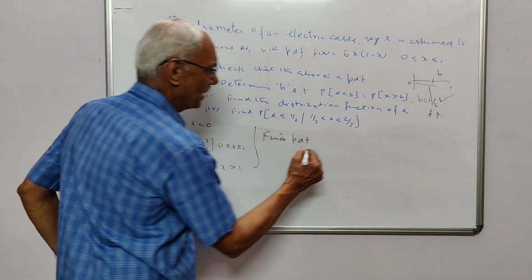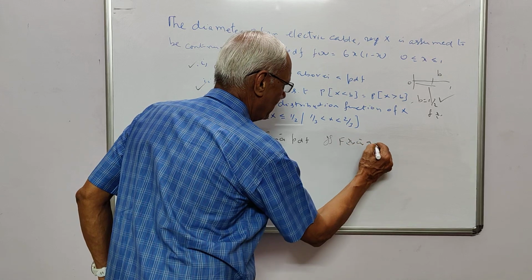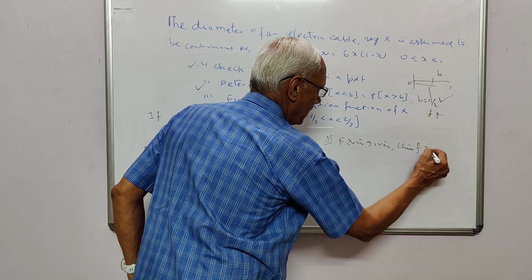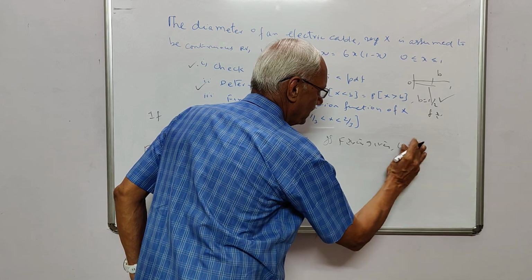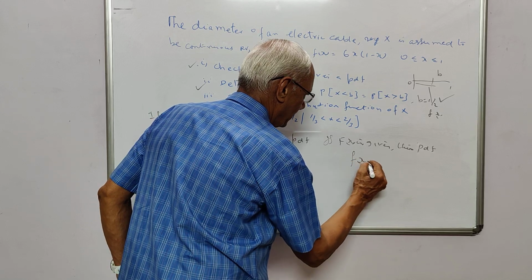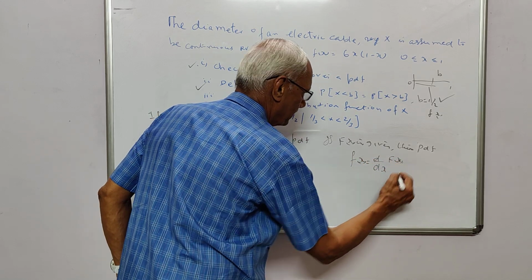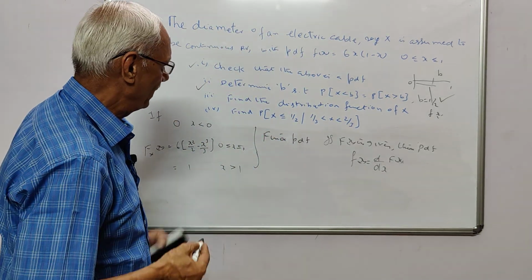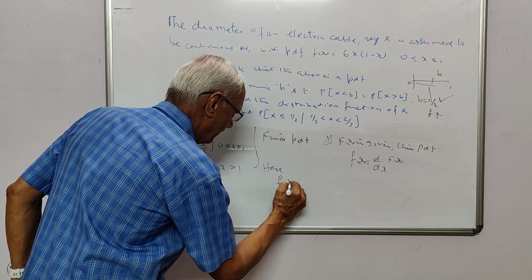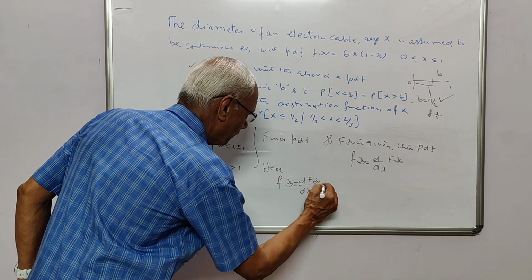What is that PDF? If F of x is given, then the PDF, f of x, is equal to d by dx of F of x. d by dx of F of x. Now here, f of x is equal to d by dx of F of x.